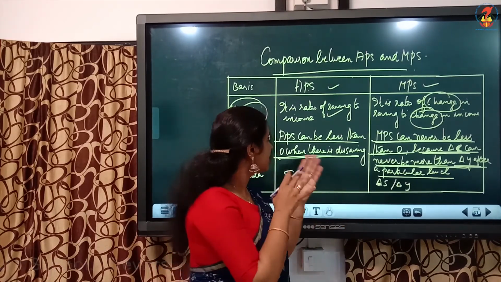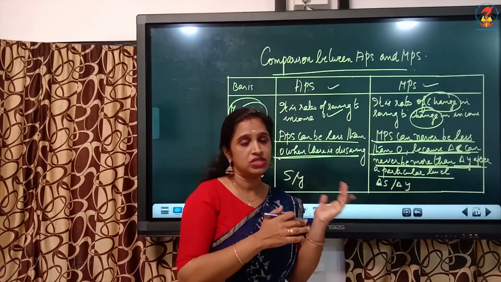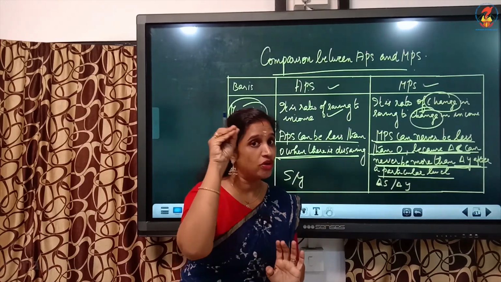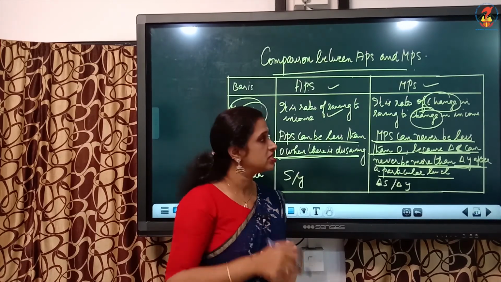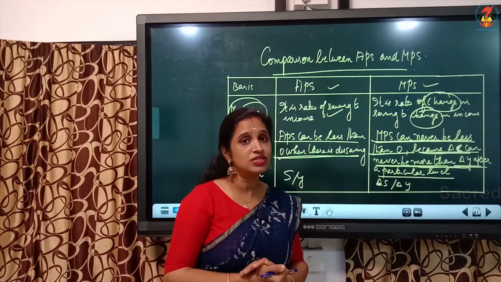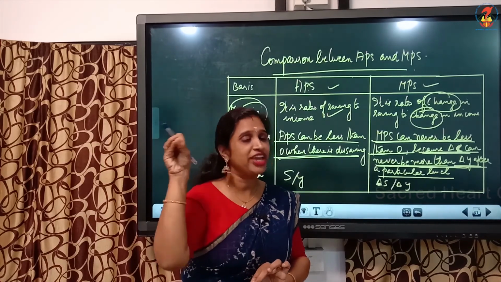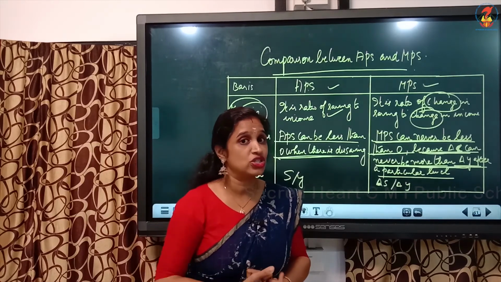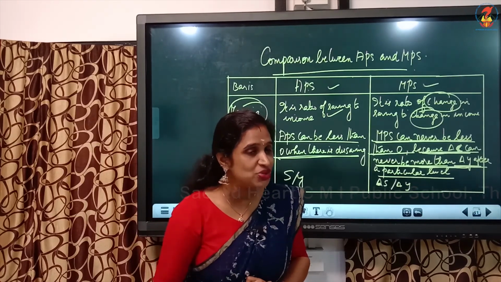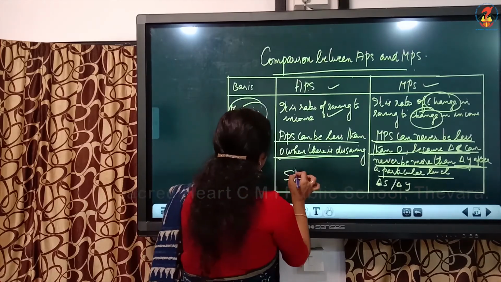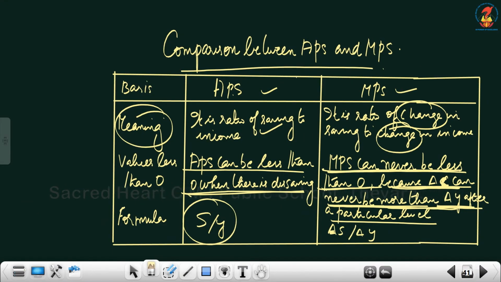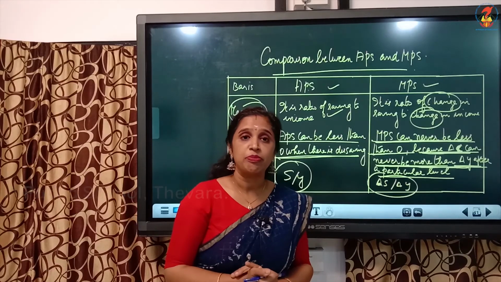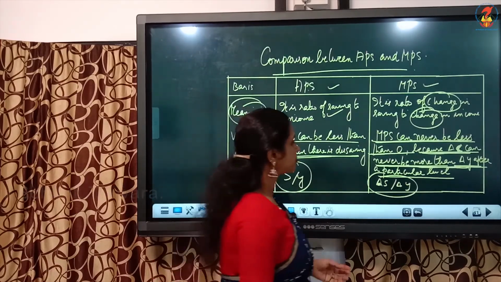Therefore, APS can be less than 0, because there is dis-saving, and that is the ratio of saving to income. But MPS cannot be less than 0, because it is the ratio of change in saving to a change in the income, because of the working of marginal propensity to consume. And the last one, APS is S by Y and MPS is delta S by delta Y. So this is all about the comparative study between APS and MPS.